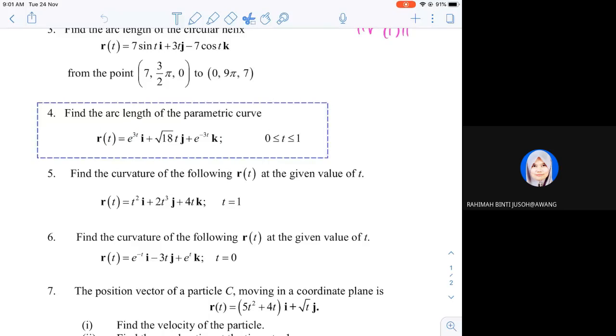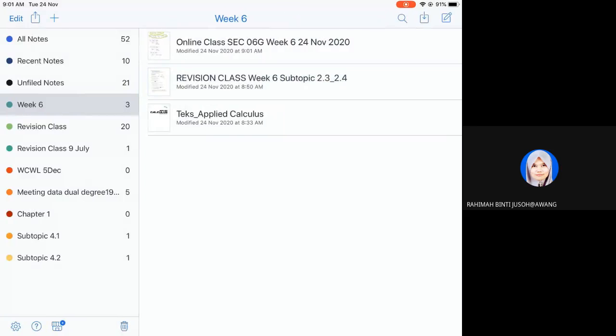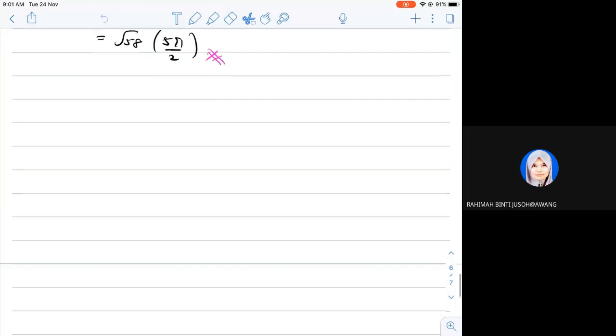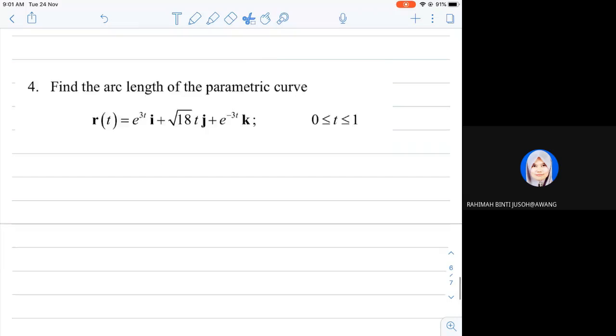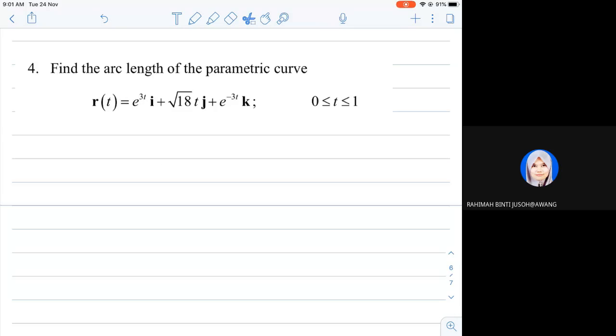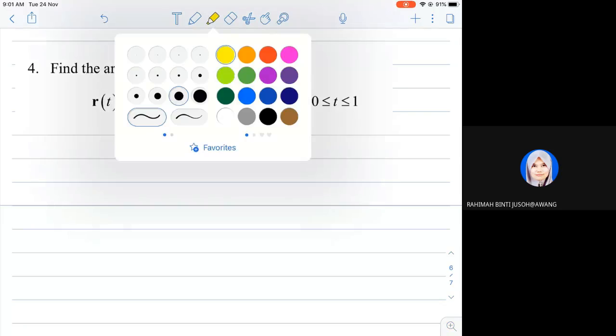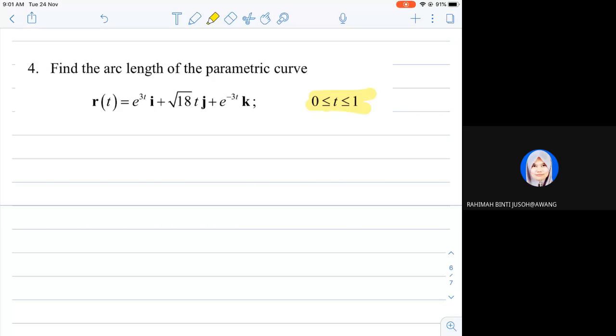Question number 4. This question is quite straightforward because we are already given the interval. Here is the interval, so we know that the lower limit is 0 and the upper limit is 1. So we just proceed with the solution.